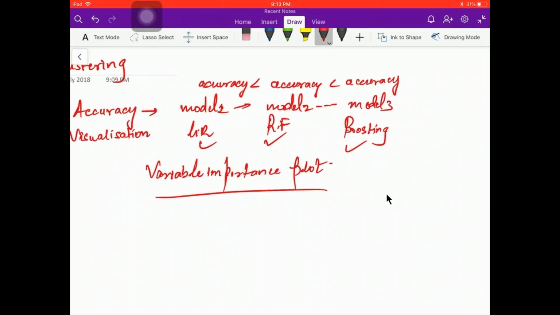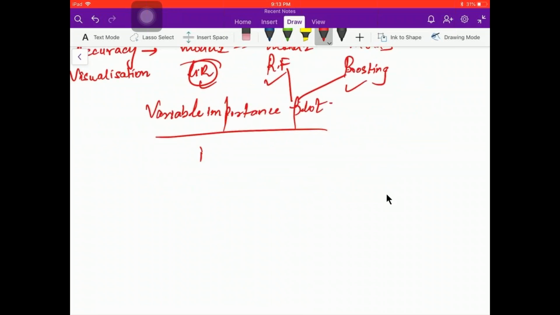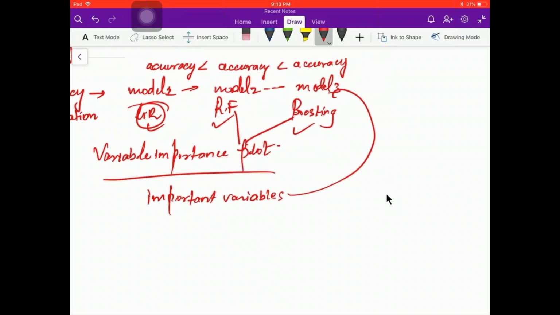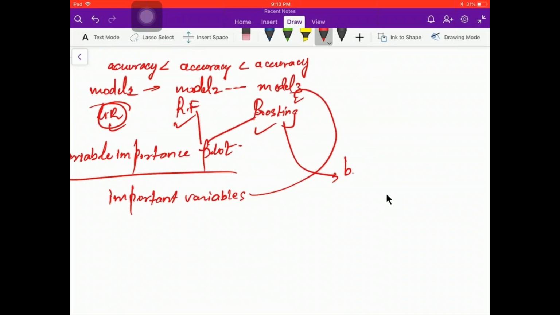So variable importance plot is connected to these two methods. Linear regression is not very effective in giving you the variable importance because it just gives you coefficients. Once you get the important variables, you feed back these important variables to the model and then get a better accuracy.